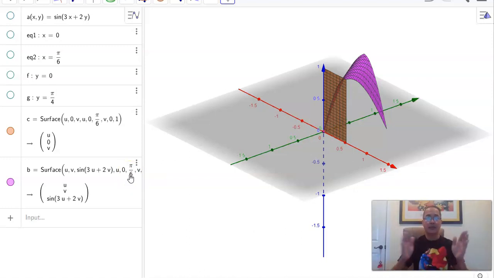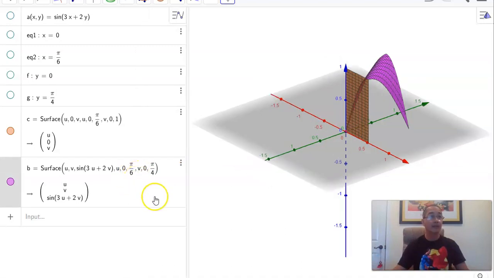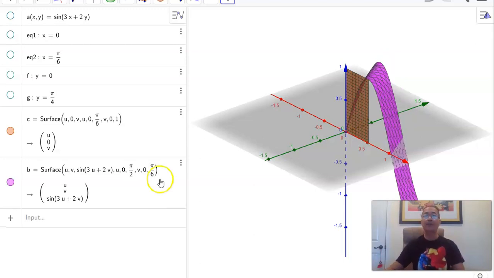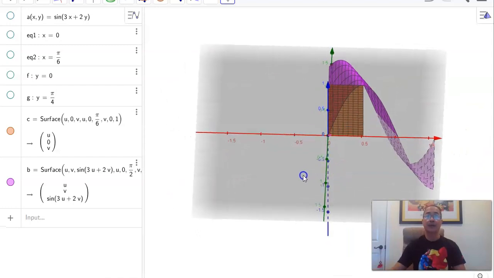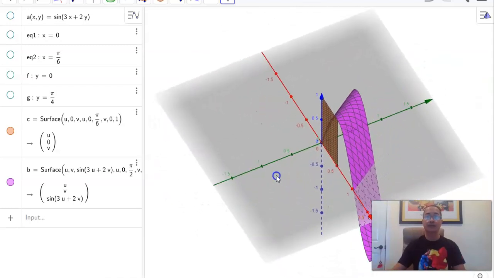So it looks like along the x, we have to go as far as pi over 2. So we have to change this to pi over 2. And then y, we have to go up to pi over 6. So it's actually going to be a little bit shorter than pi over 4. That's going to be pi over 6. And so there is our new function.